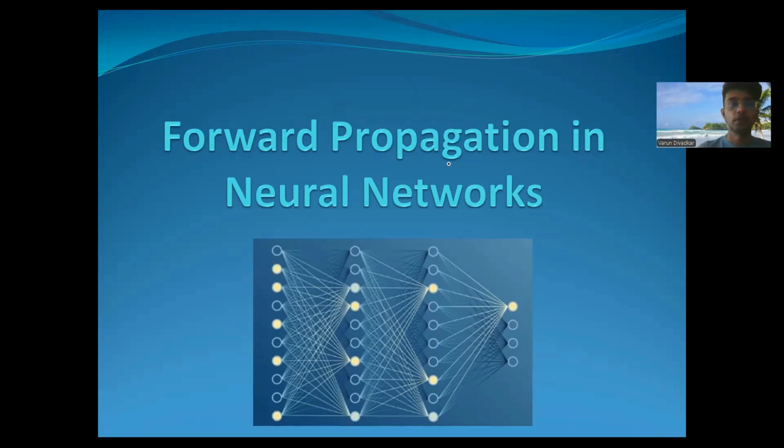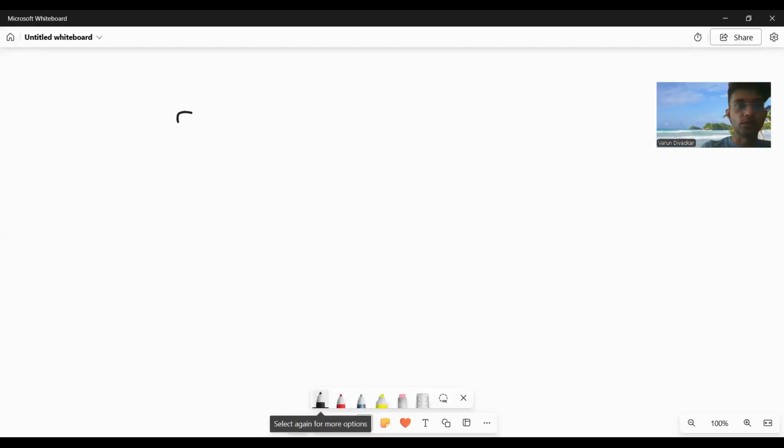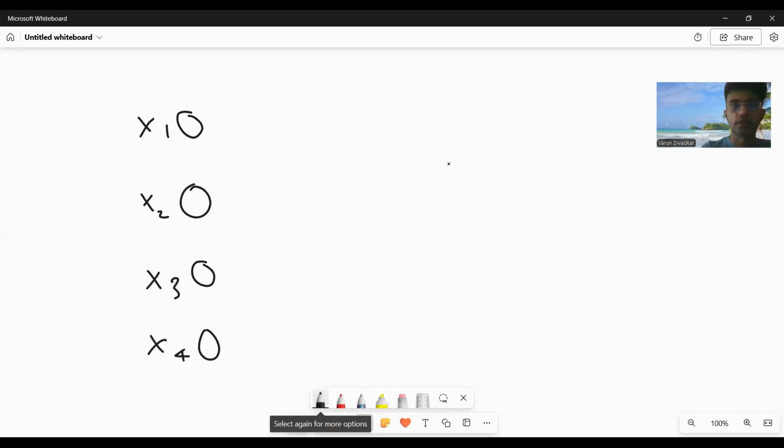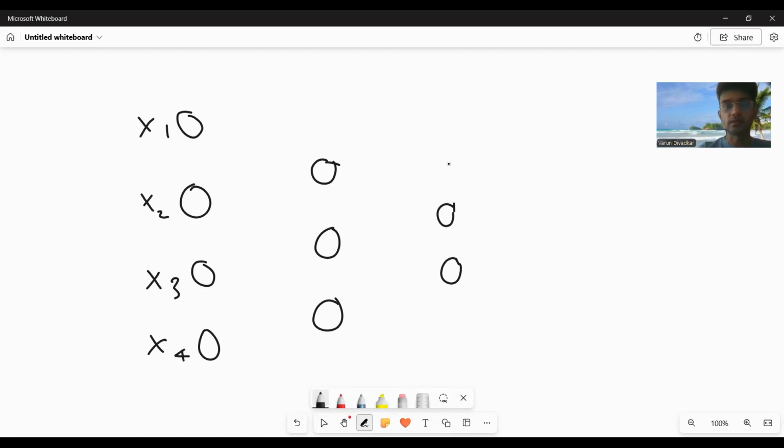whiteboard. We just saw that a neural network typically looks like this. Let's say we have 4 nodes as the input, 1, 2, 3, and 4. This is the input layer, and the values of each of these nodes are, say, x1, x2, x3, and x4. Then let's say we have a hidden layer with 3 nodes, 1, 2, and 3. And then the output layer is like this with 2 nodes, let's say. We also got to know that each one of these is connected to each of these nodes in a fully connected network.